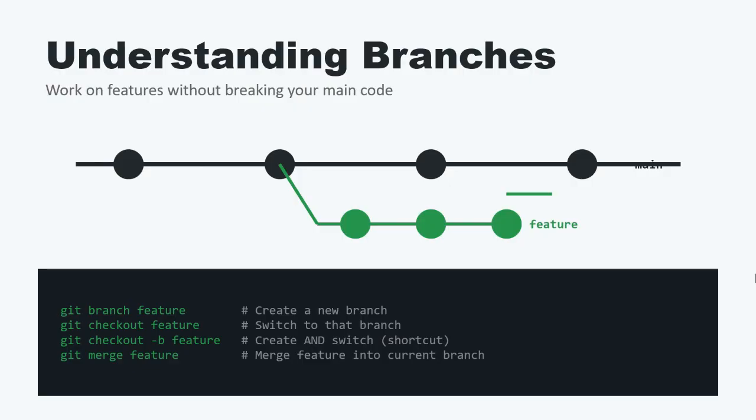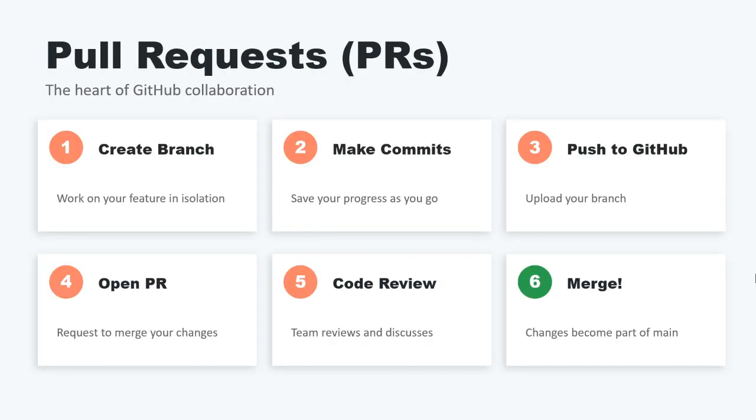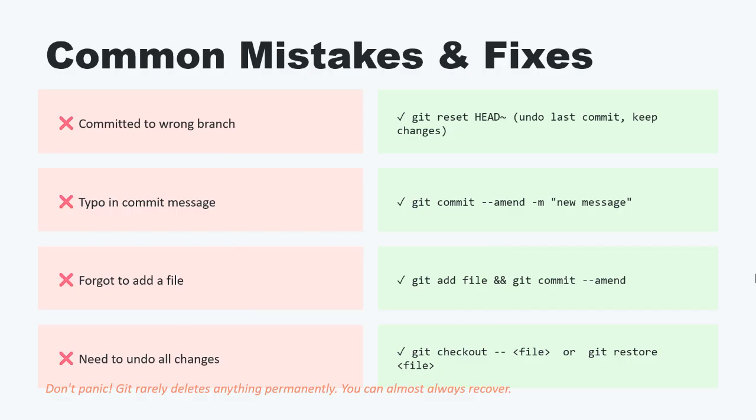So understanding branches. Branches allow you to work on different features away from your main repository. This allows you to iterate over new ideas without maybe breaking the main code base. So pull requests. You create a branch, you make commits on your branch, and you push it to GitHub. You open a pull request to merge your changes. Your team reviews the code, and if your code is good to go, you can merge it back to the main repository.